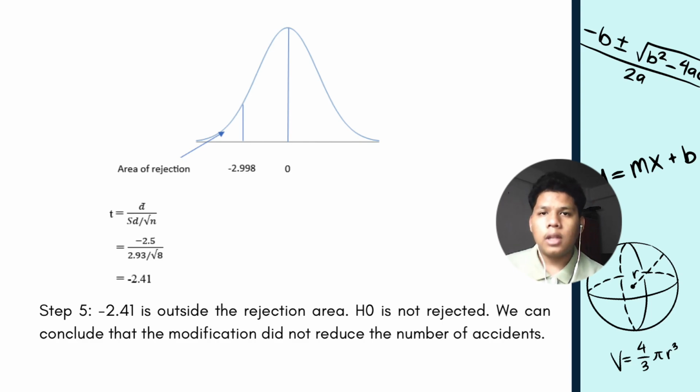So after we complete step 4, we will move to the last step, which is step 5. Minus 2.41 is outside the rejection area. So the H null is not rejected. We can conclude that the modification did not reduce the number of accidents.